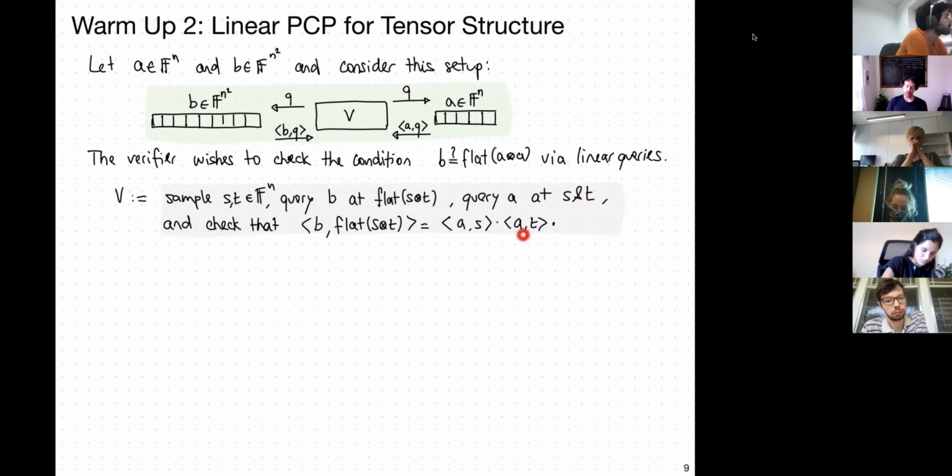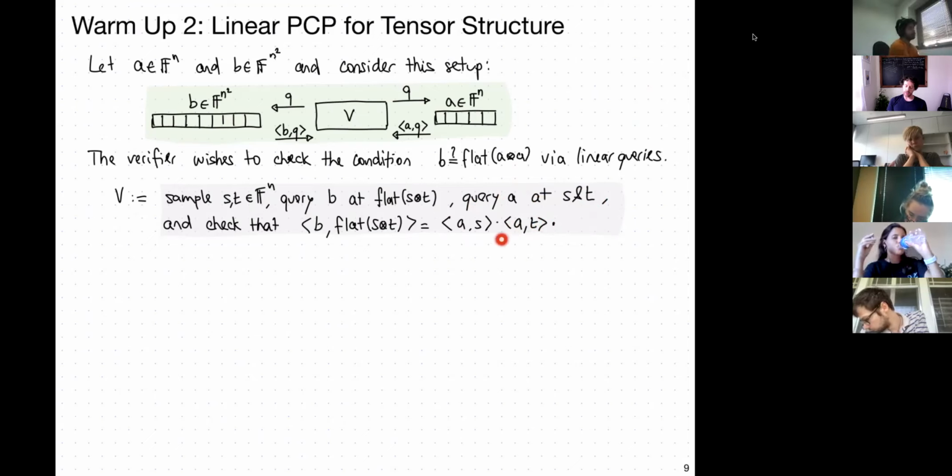And I'm checking this condition, right? Querying A at point S means getting the value A inner product S, and querying A at point T means getting this value. So all I'm doing is making one query, two queries. I have these two queries to A, and I have this one query to B, which is a random linear combination, and I check that it's the same. It is notationally confusing, but in fact, it's exactly what we've done before, only with tensor structure.